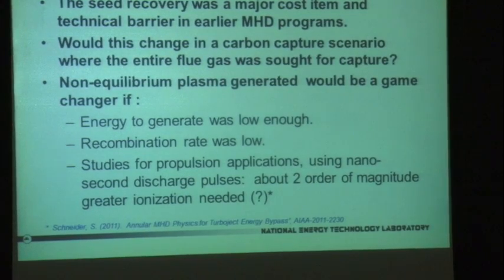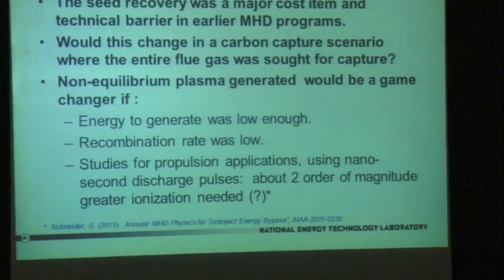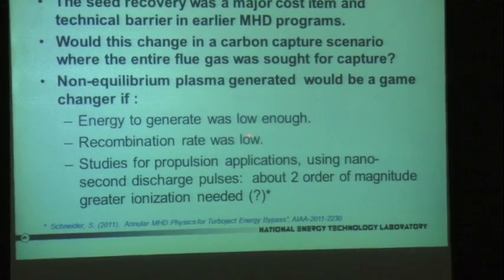And then even if you have low energy to make it, it can't just recombine, right? The electric force between an electron and ion is very large, right? So they're going to try to recombine very quickly, and so you have to have a low enough recombination rate.